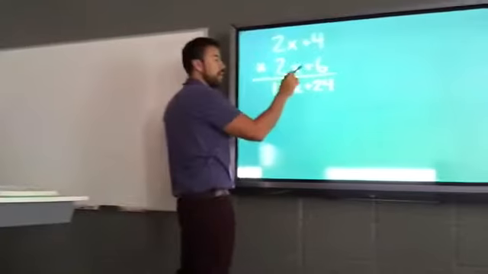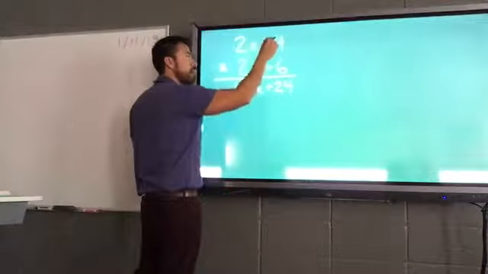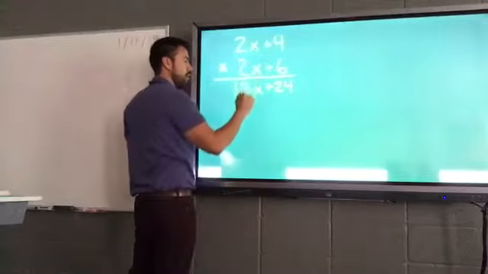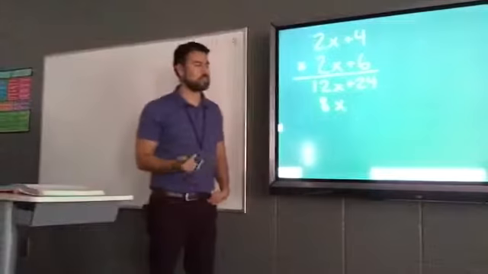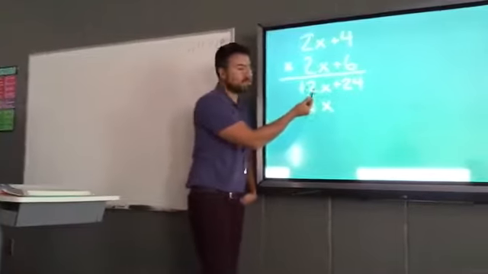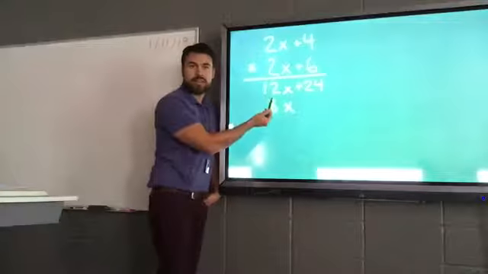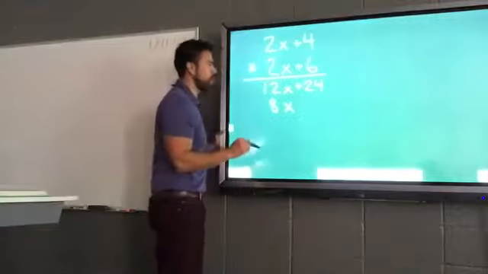And then I'm going to multiply 2x by 4. So what's 2x times 4? 8x. Watch this. You guys notice I put it under 12x? Why would I do that? Because you want the x's to line up. I want like terms lining up. But you'll see what happens here.